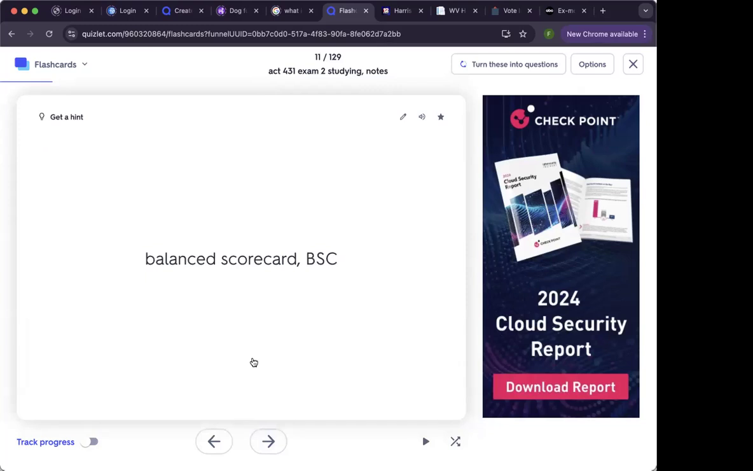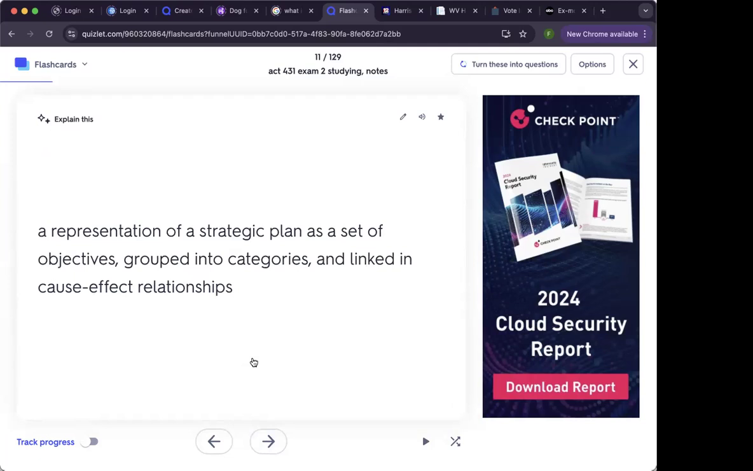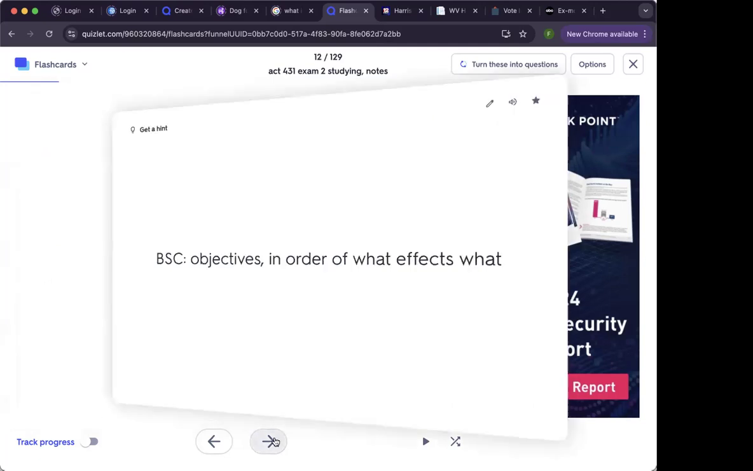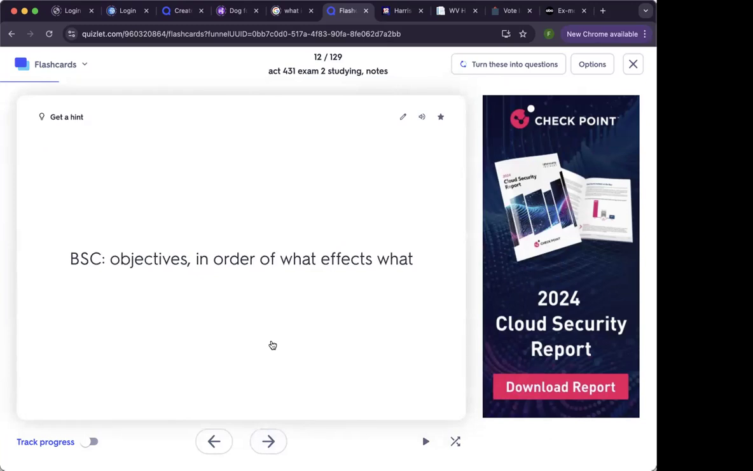Balanced scorecard, aka BSC. It's a representation of a strategic plan as a set of objectives, grouped into categories and linked in cause and effect relationships. BSC, objectives in order of what affects what. I guess that's affects, not effects. Whoops.